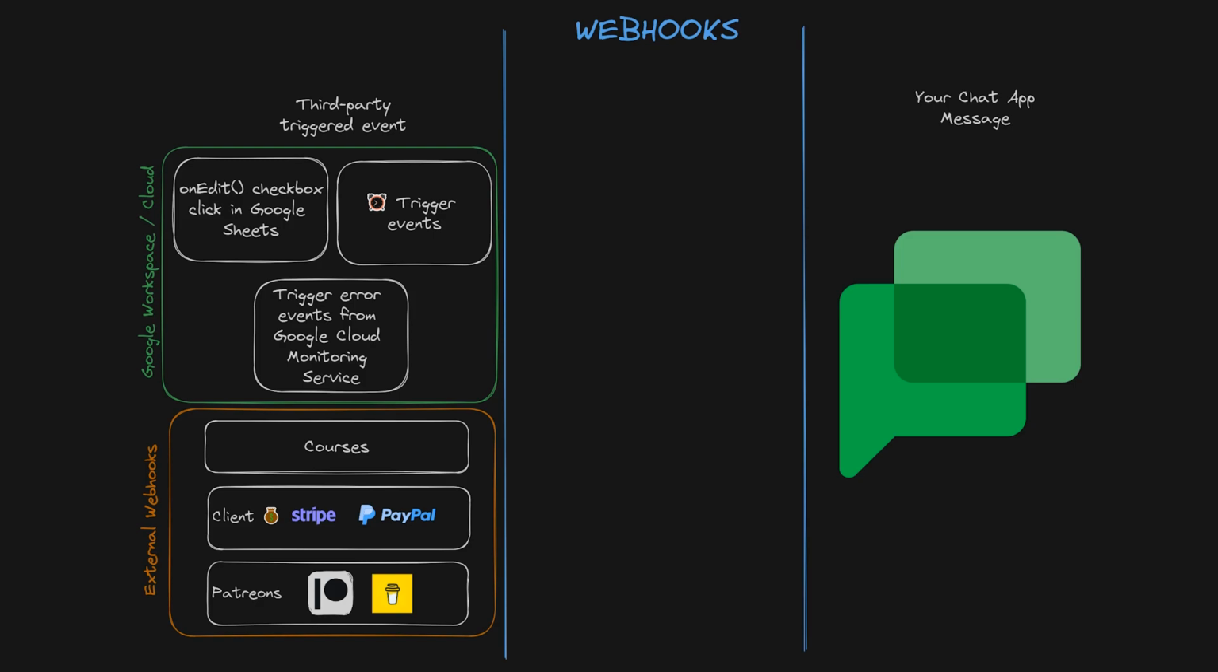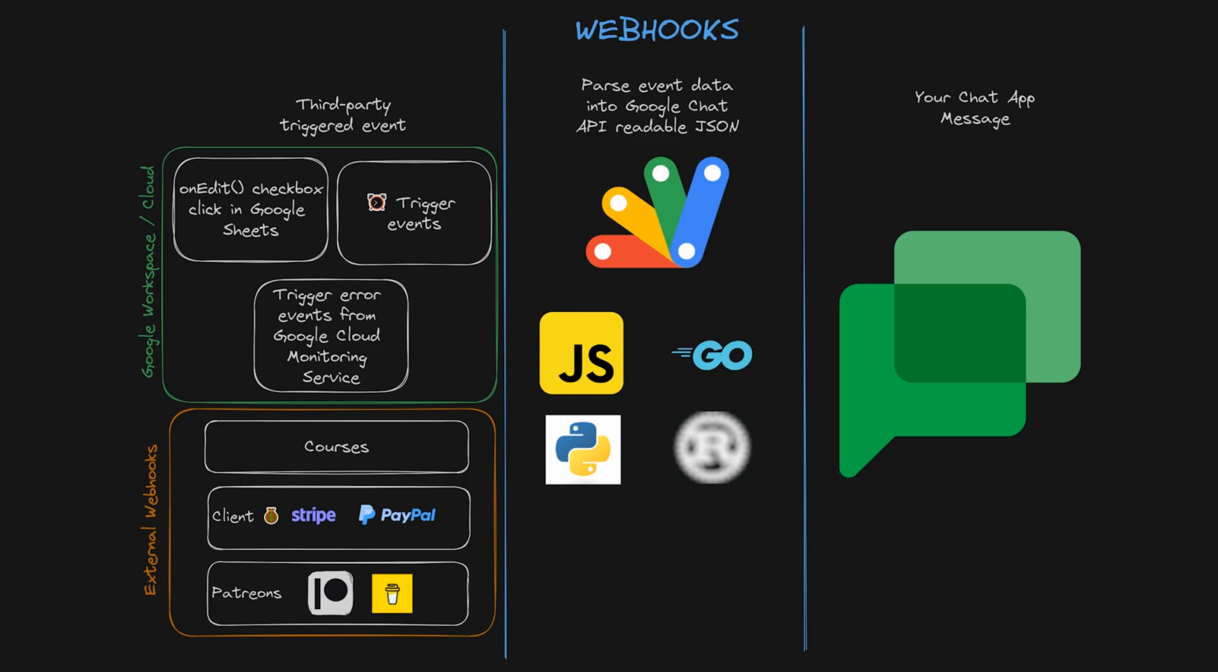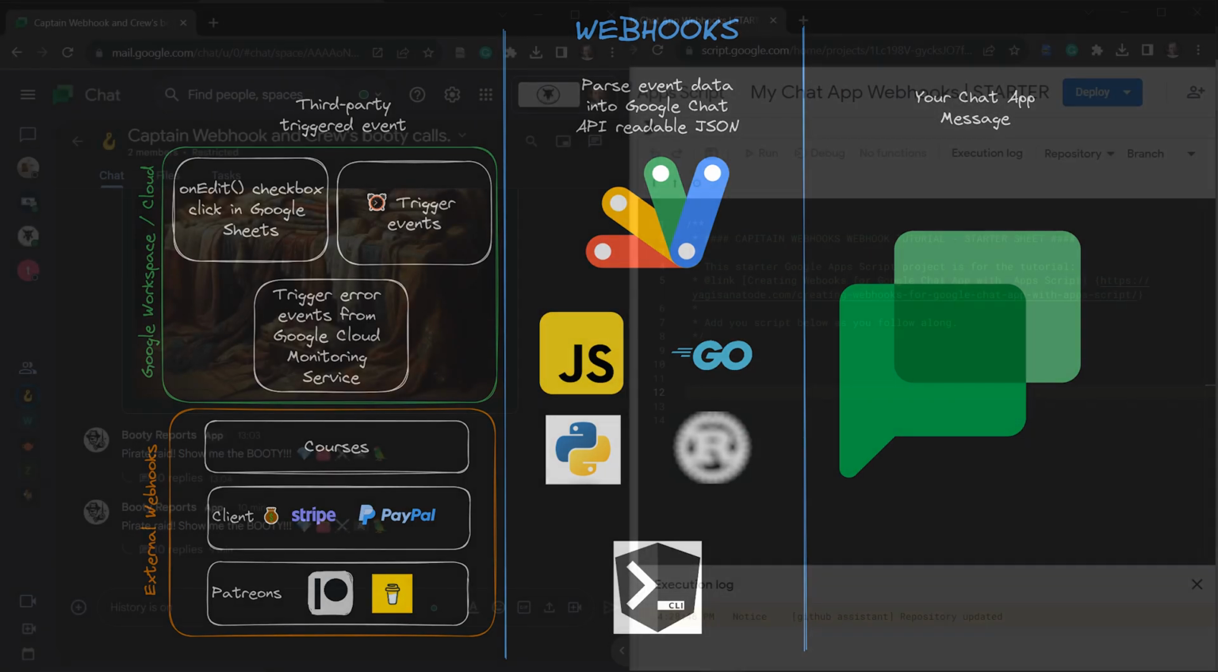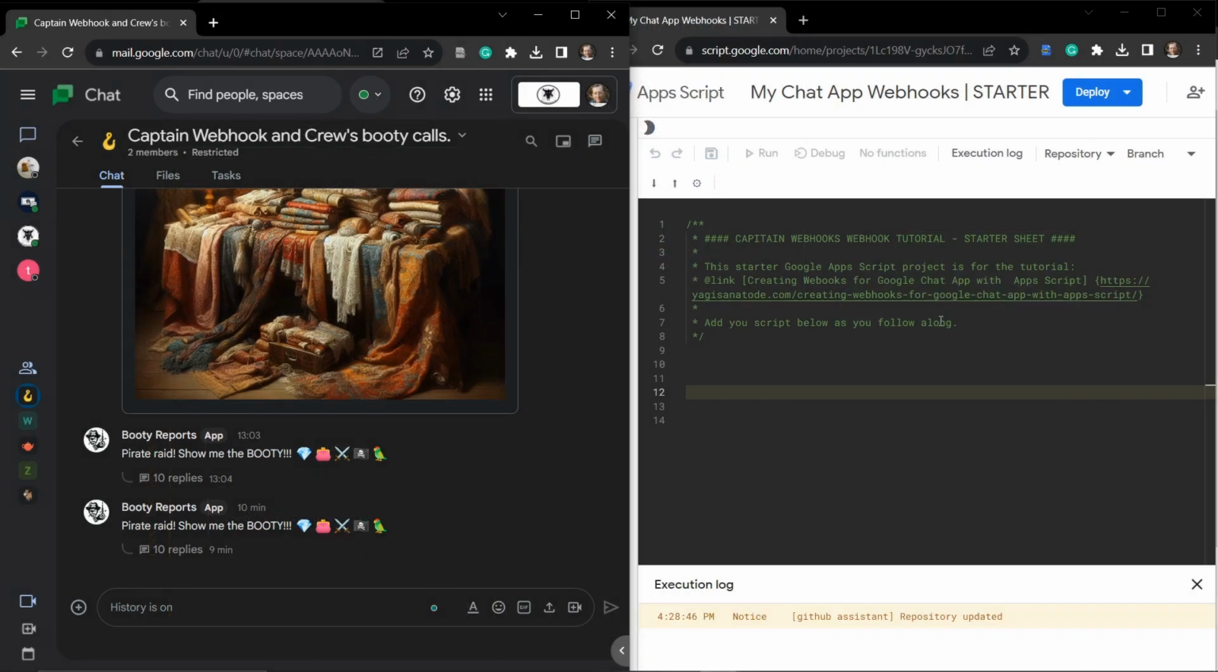So you're going to need some intermediary step to curate this data and put it into a format that Google Chat requires. I'm using Google Apps Script for this. You could use your own favorite programming language or even do it directly from your CLI. So our first step is to create a new Google Chat space.